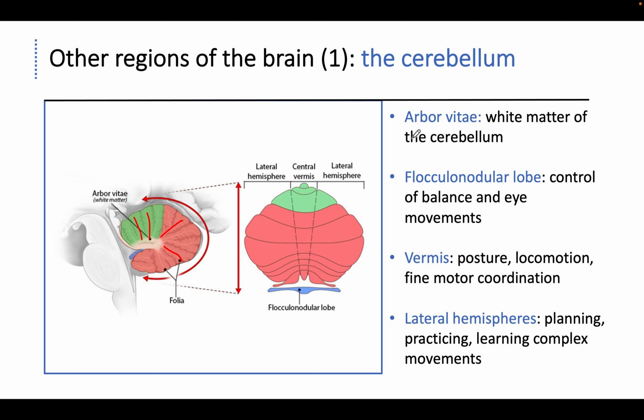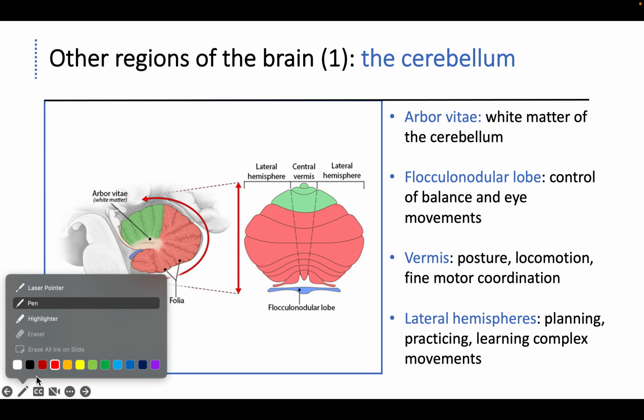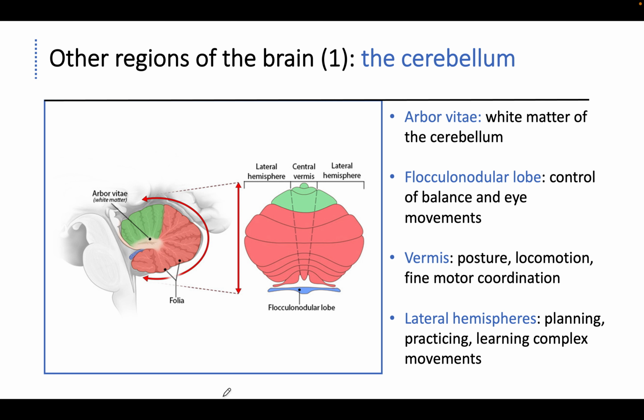So the term arbor vitae means tree of life. So arbor refers to tree, and vitae, vital, means life. So this is the tree of life. This is essentially just the white matter projections within the cerebellum, just like we had white matter within the cerebrum and within the brain itself, right? So we also have a region known as the flocculonodular lobe. So the flocculonodular lobe is this small little region that we see here in blue, and this blue region that we see highlighted right here. This is a very primitive region of the cerebellum. It's relatively simple and basic, and it controls things like balance and eye movements.